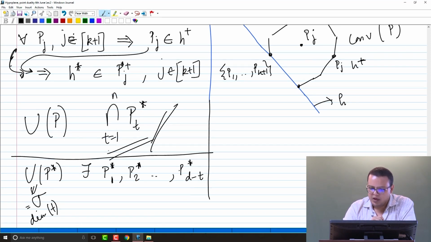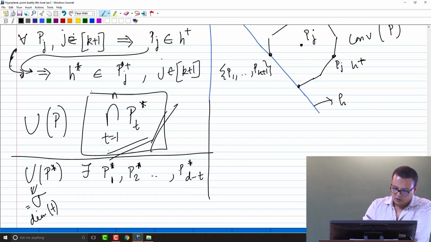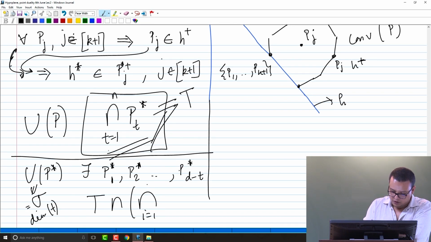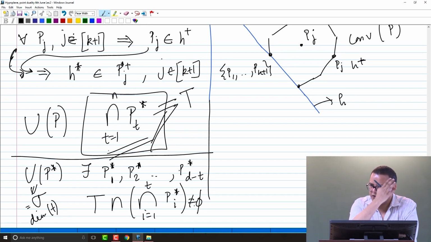And their intersection with this object, let's call this object T for the rest of this discussion. So T intersection of i equal to 1 to t of Pi star is not equal to empty. By definition, faces will be generated like this. As I said, any face will have a corresponding set of hyperplanes, right? This is a theorem that we discussed last time. Now again, what do you do? How do you find the corresponding simplex?